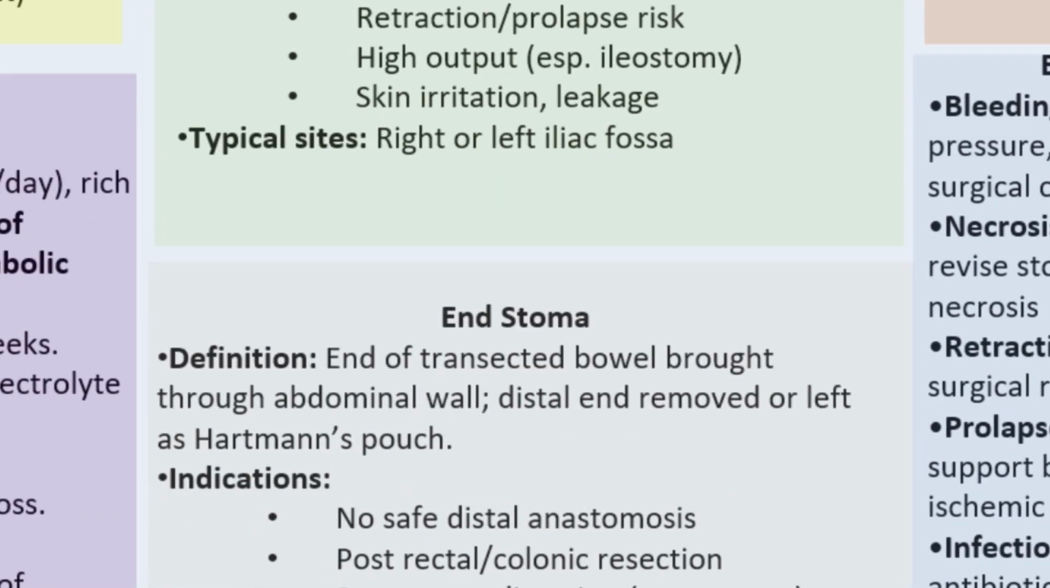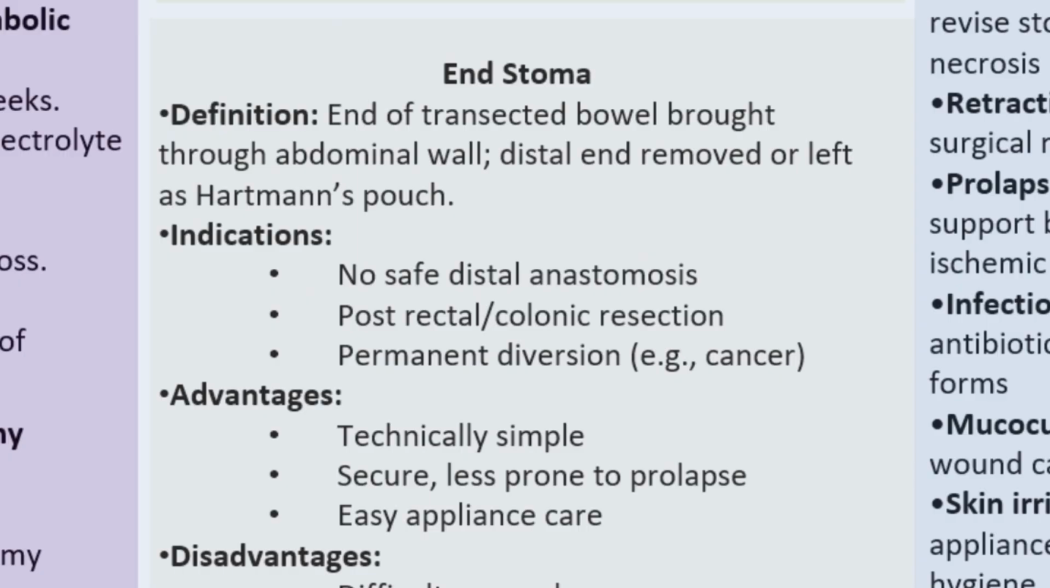Then when we look at the end stoma, what happens in the end stoma is that the end of the transected bowel is brought through the abdominal wall, and the distal end is removed, or it is left as a Hartmann pouch.